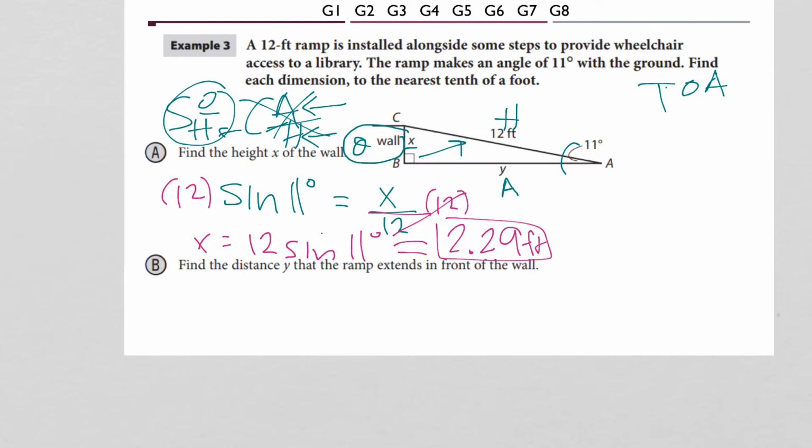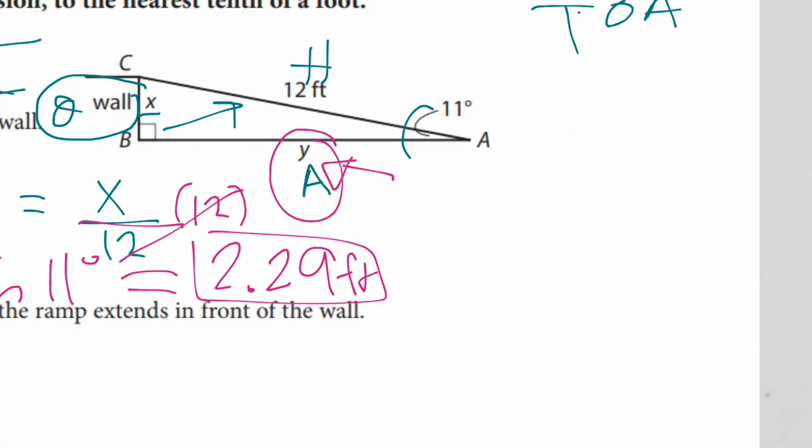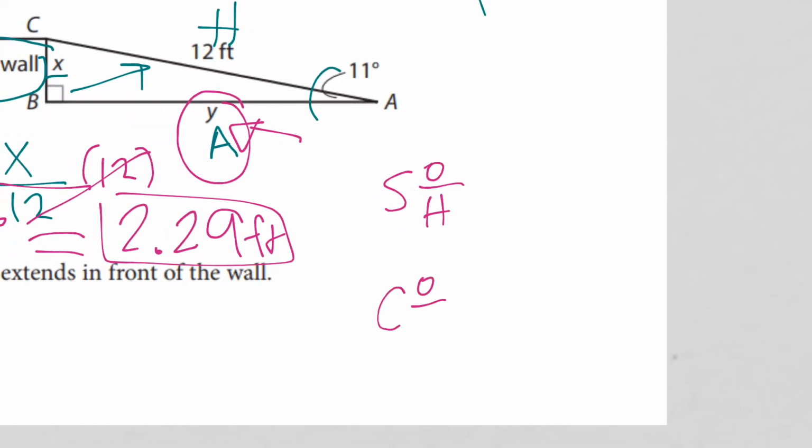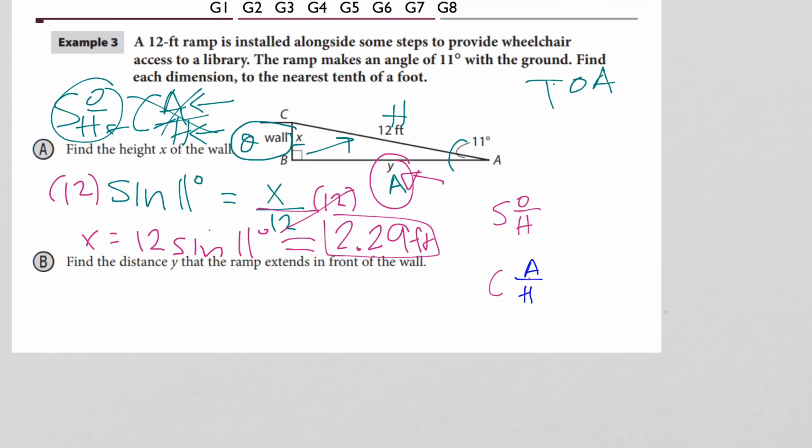Question B is asking us to find the distance y that the ramp extends in front of the wall. So now they want us to find y. Well, this value is the adjacent value. So if I go back to sine, cosine is ka. So ka, toa. I need to use the A. So cosine has A, sine doesn't. Sine has O and H, opposite over hypotenuse.